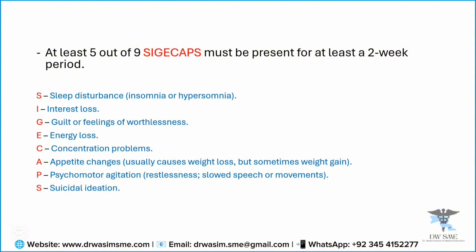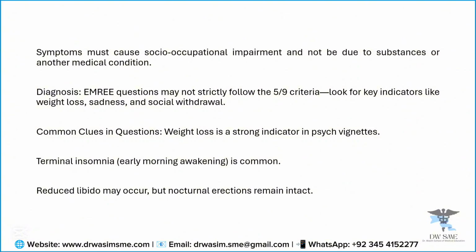So the patient must have at least 5 out of those 9 symptoms, and those symptoms must be present for at least 2 weeks. Once this criteria is fulfilled, we can say that this patient has a major depressive disorder. Also, other key features that I would like to point out: all symptoms must cause socio-occupational impairment, and this should not have any relation to a substance abuse or any other medical condition.